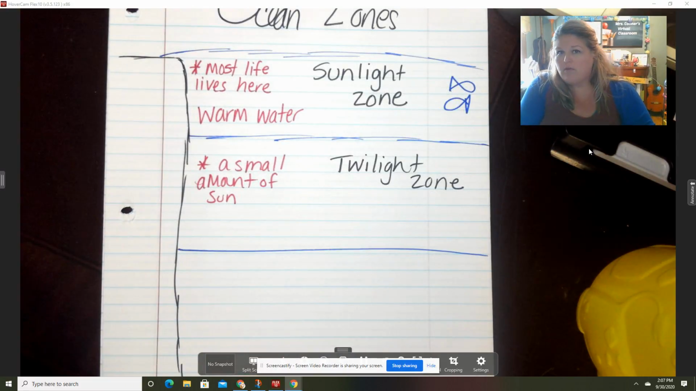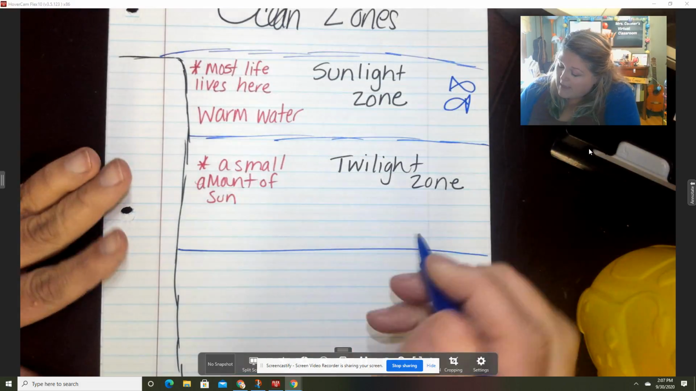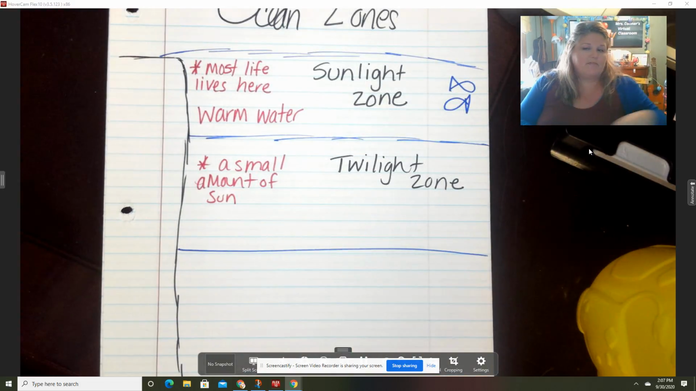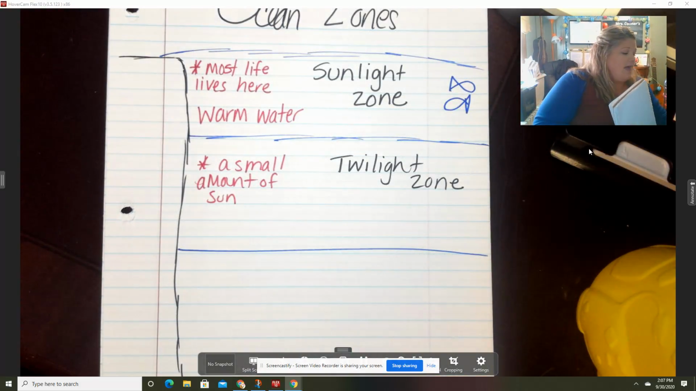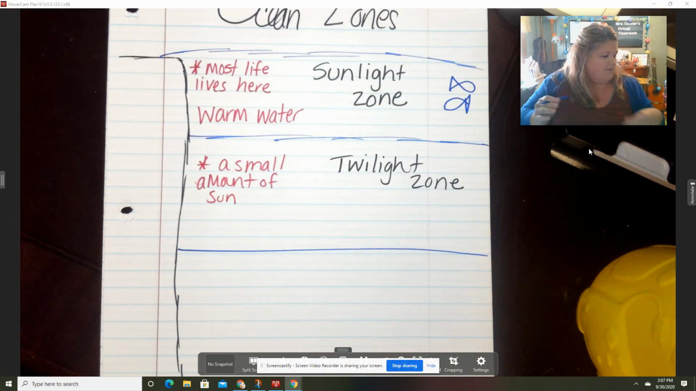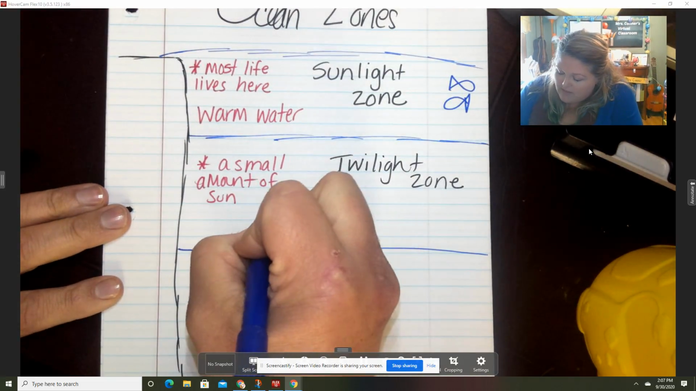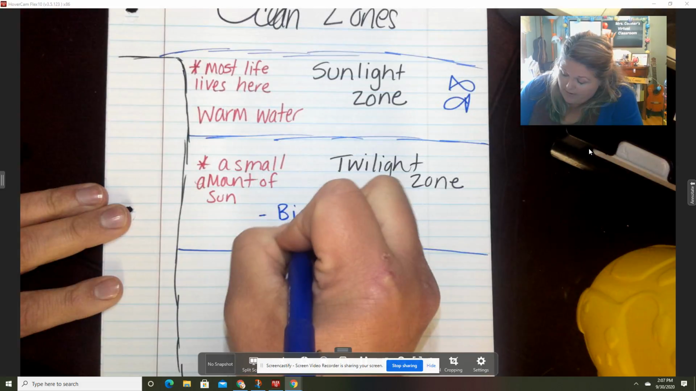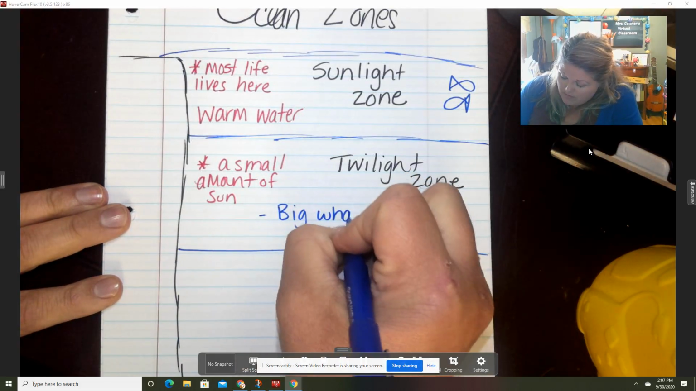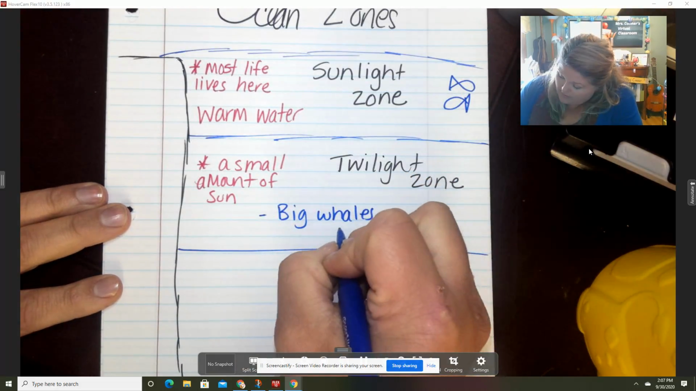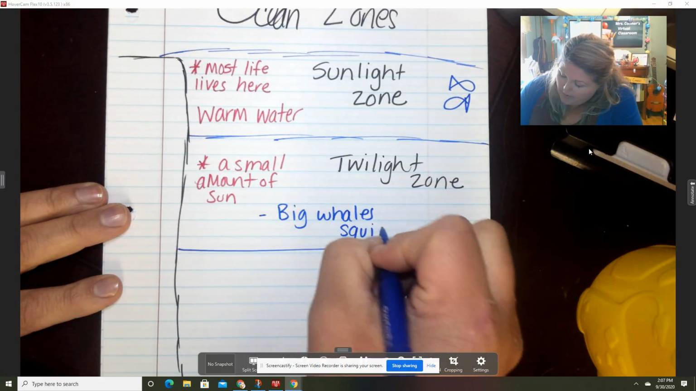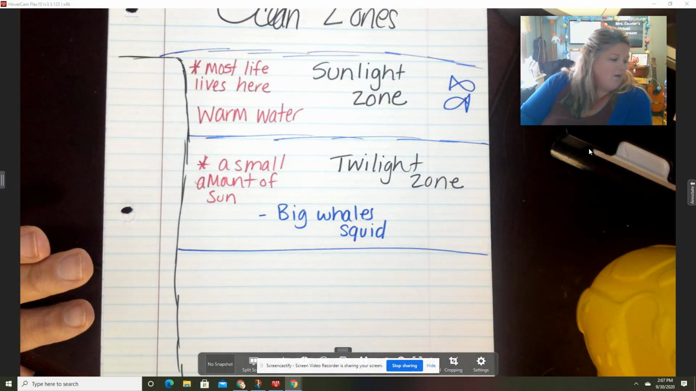So I'm going to try to draw a whale. Okay. Let me look at my old notes here because I had better. No, I didn't have anything. All right, so I'm just going to write big whales and the squid. I'll save you from my horrible drawing.